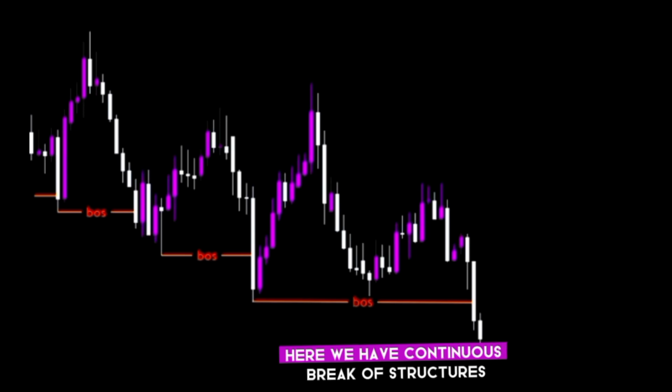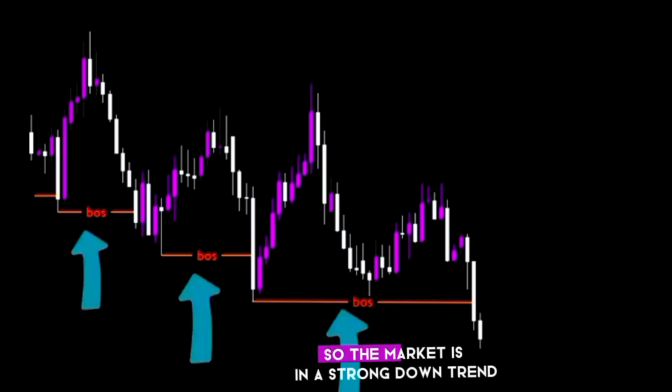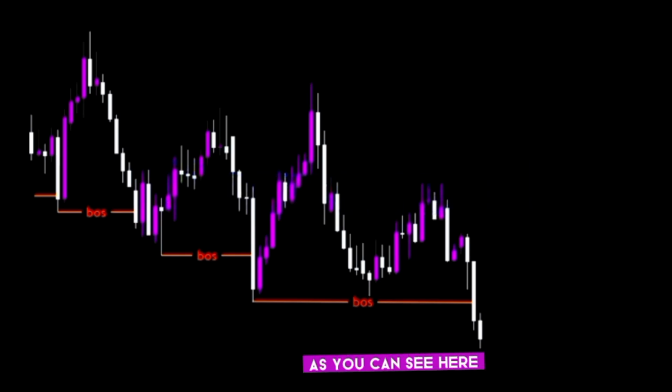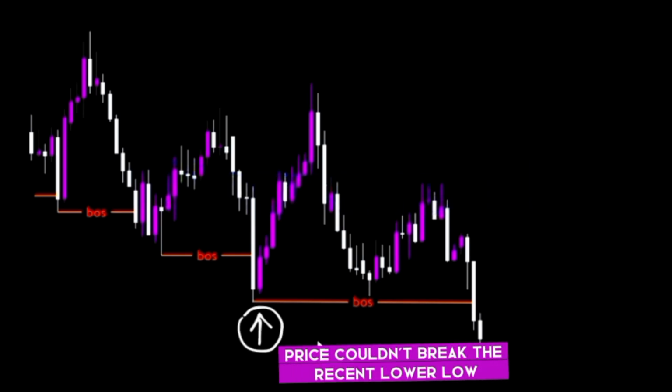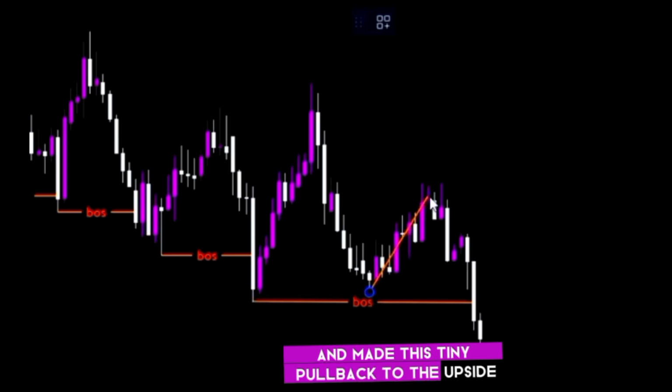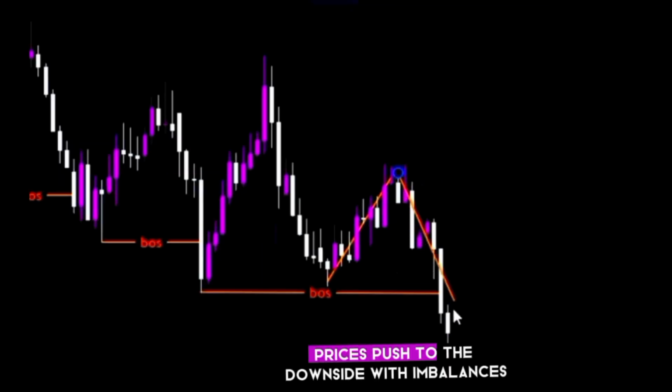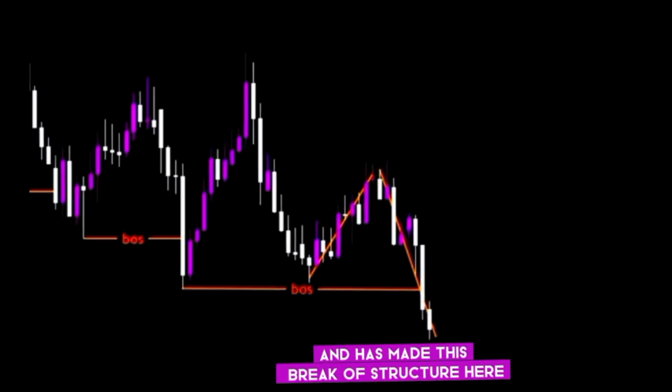Here, we have continuous breaks of structure, so the market is in a strong downtrend. As you can see here, price couldn't break the recent lower low, and made this tiny pullback to the upside. After gaining enough momentum, price is pushed to the downside with imbalances and has made this break of structure here.